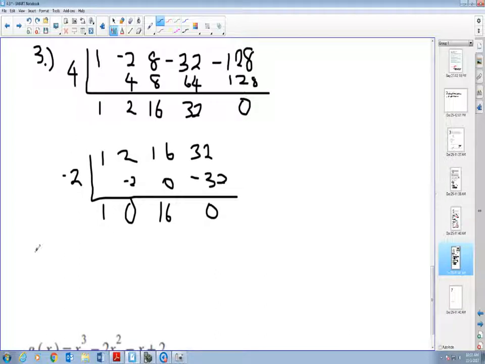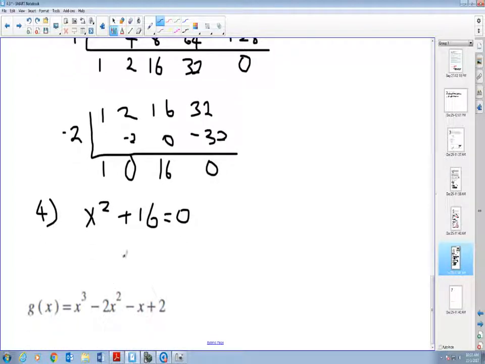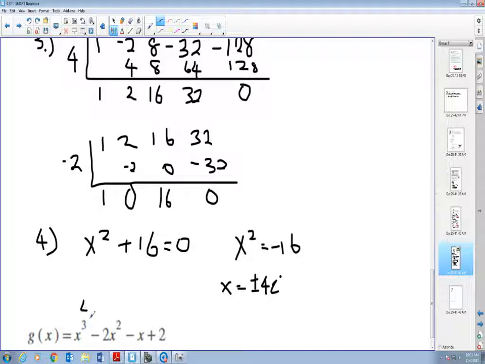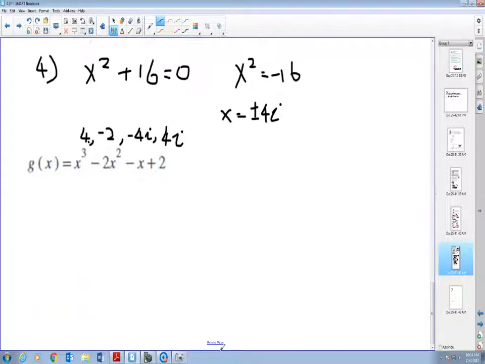So this leading coefficient 1 actually represents 1x to the second power plus 16 equal to 0. Alright, again, just like the previous problem, move my positive 16 over, that will be x squared equal to negative 16. Take a square root on both sides. My answer, positive and negative 4i. Alright, so my zeros are 4, negative 2, negative 4i, and positive 4i. 2 real, 2 non-real. Because I only see 2 real ones cross over the x-axis.